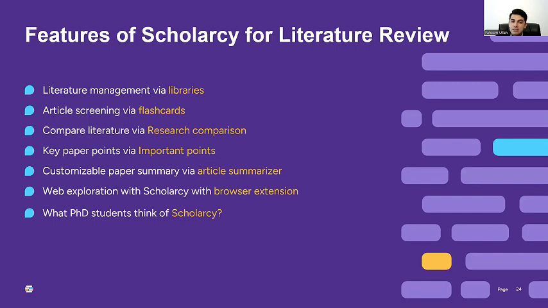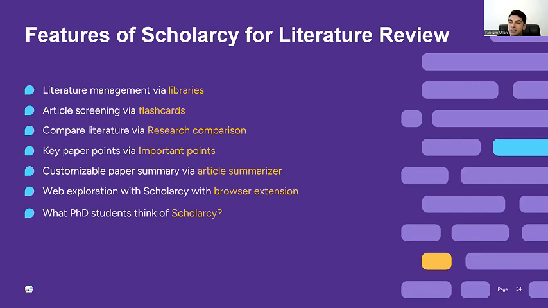The fourth point is that it has a feature where you can directly extract the important points from a paper. So you don't have to read the whole paper. You just click on important points and it will pick them up for you from the paper. The fifth one is article summarization. I know there are many tools which can help you summarize articles or papers, but the interesting thing with Scholarcy is that it gives you a very customizable summary.